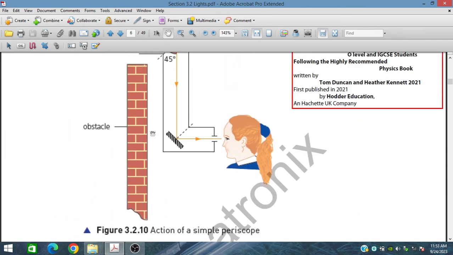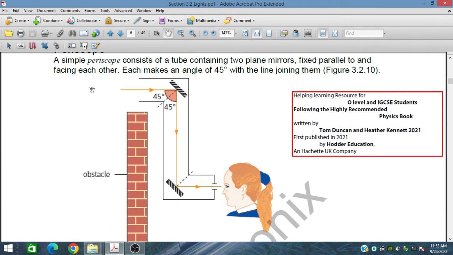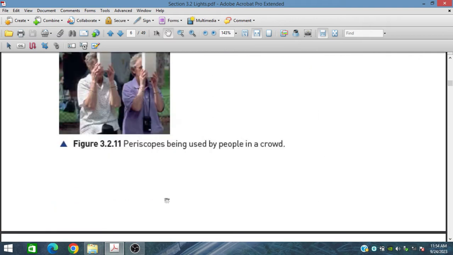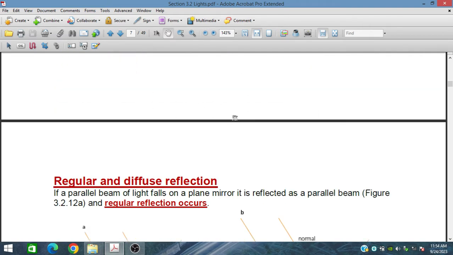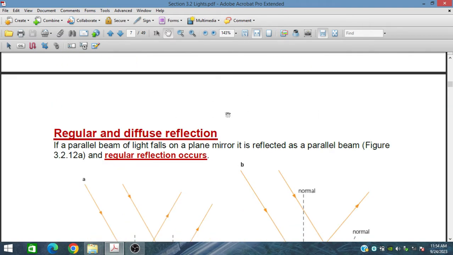So what happens here? The object's light is reflected from this mirror and reflected again, and the observer sees it here in this way. So the light or object rays enter the first mirror, are reflected, and again reflected, and the observer can see this. So this is the working of the periscope.